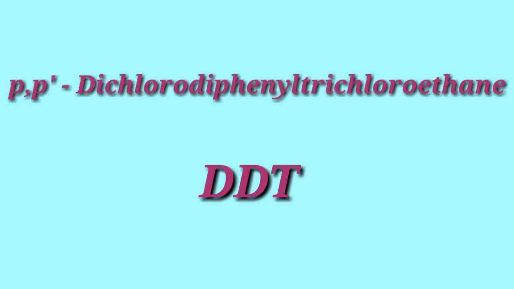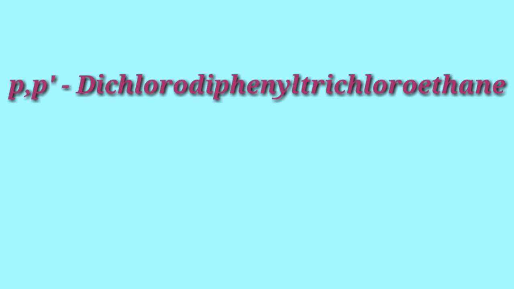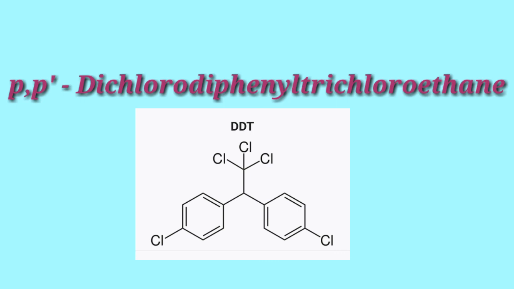Next one, DDT. Dichloro-diphenyl trichloroethane. DDT, the first chlorinated organic insecticide. Paul Muller discovered the effectiveness of DDT as an insecticide. He was awarded the Nobel Prize in Medicine and Physiology in 1948 for this discovery. The use of DDT increased enormously worldwide after World War II because of its effectiveness against the mosquito that spread malaria and lice that carry typhus.